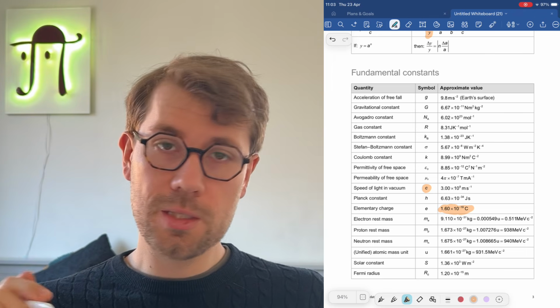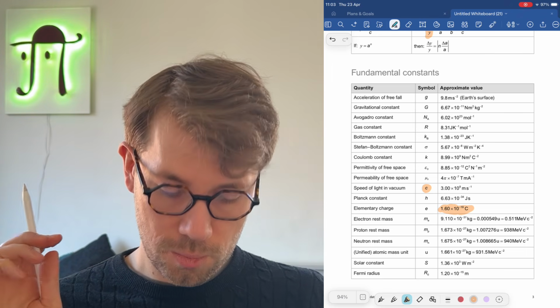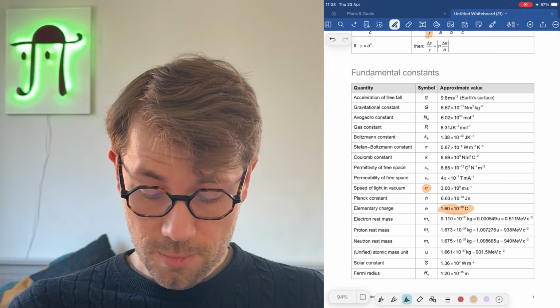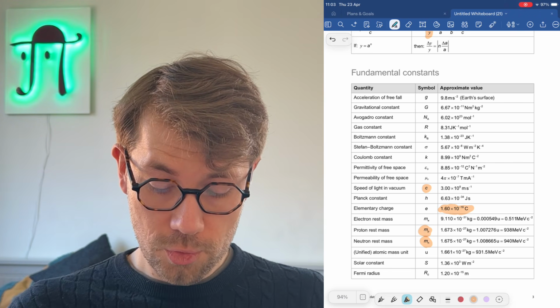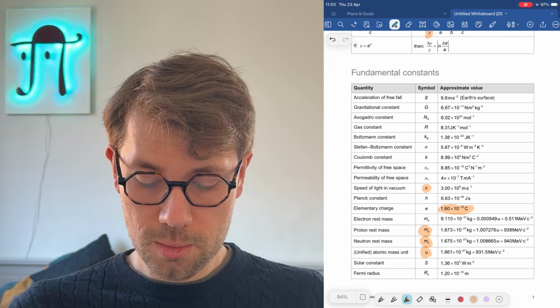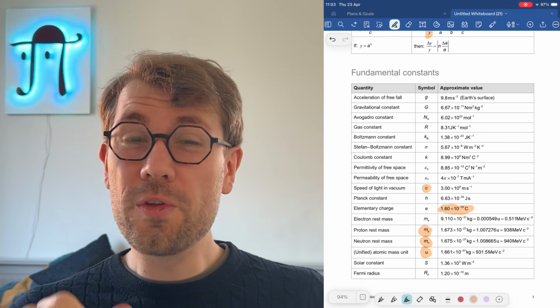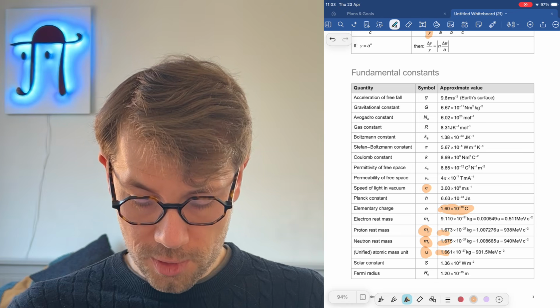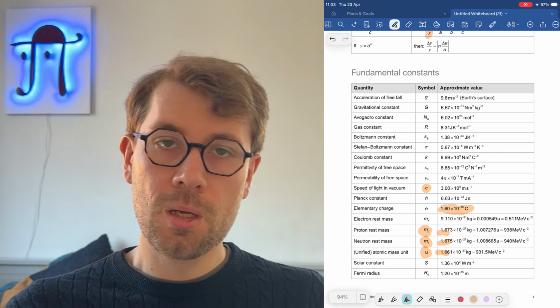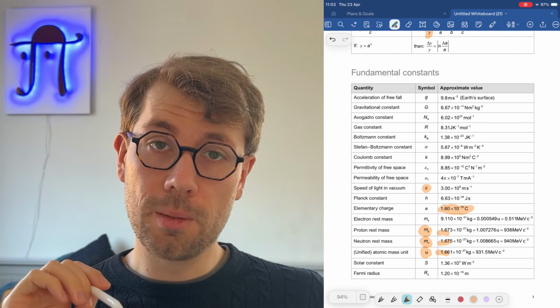And then we've got a load of masses of these different subatomic particles. One key thing which I want you to notice about this is the mass of a proton, the mass of a neutron, and the unified atomic mass unit. They're all almost exactly the same. Like 1.6 something times 10 to the -27. That's because they're all very, very similar.